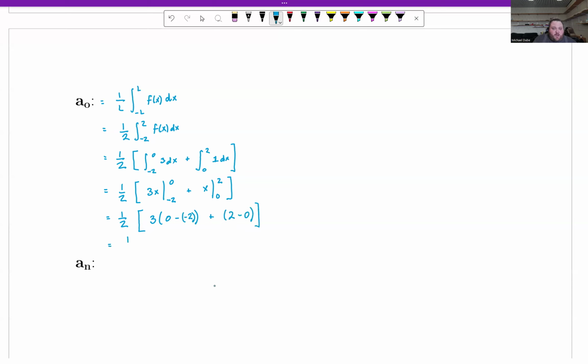Okay, so this will be 1 over 2, and this will be 3 times 2 plus 2. Okay, we'll continue up here. Is equal to, and remember this is a naught, is equal to 1 over 2 times 8, which is 4.